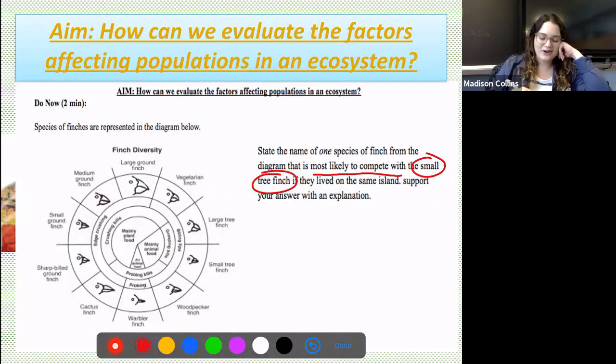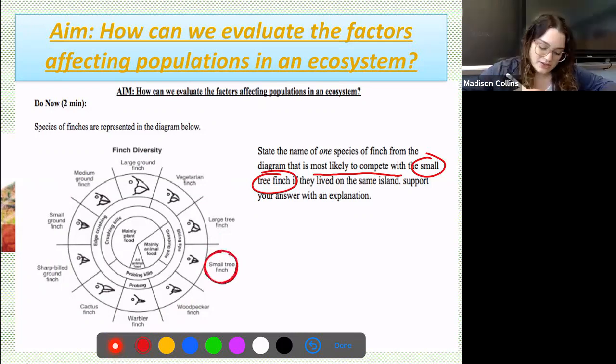Now, looking at the outer layer of this diagram, we're actually just looking at the names of different types of finches. So the one that we're going to be focusing on is the small tree finch, which is found right here. These two lines are what you're going to follow all the way inward when looking at the different characteristics of our small tree finch. We're going to go through each one of these rings and figure out what they mean. So after we've looked at the name of the small tree finch, that next ring is showing us just the general shape and size of the beaks that we're looking at.